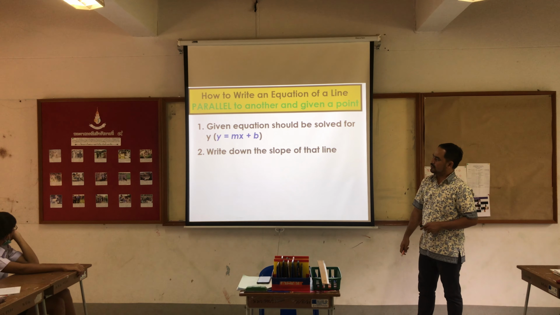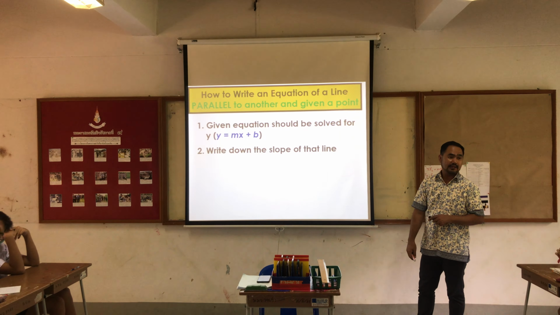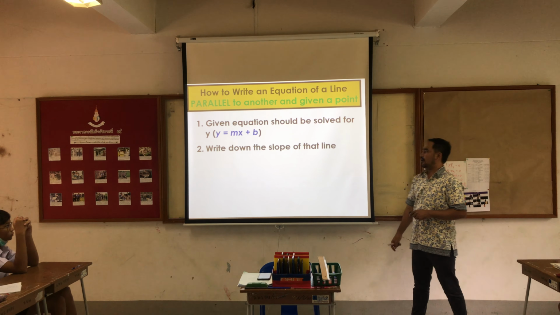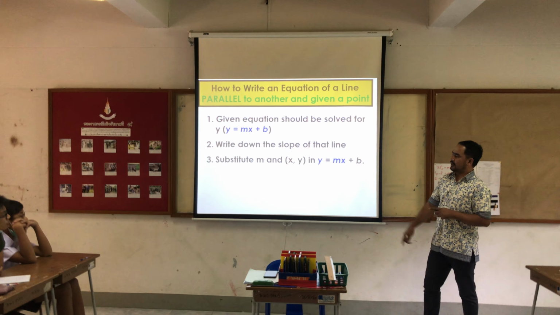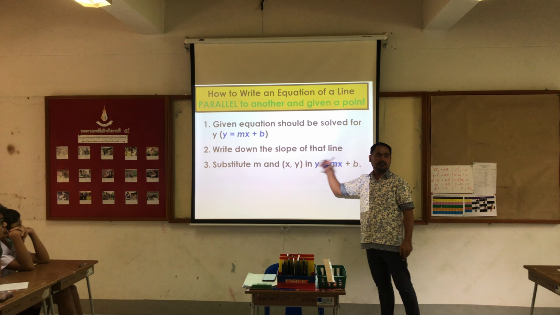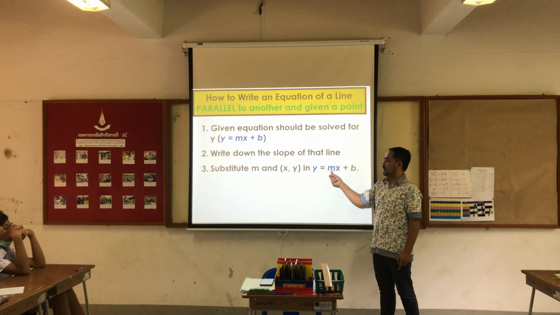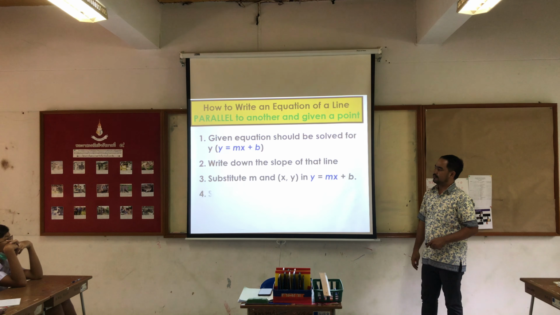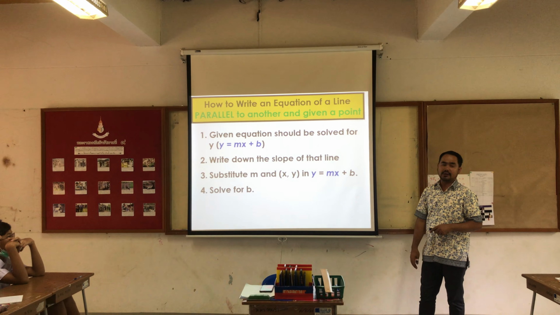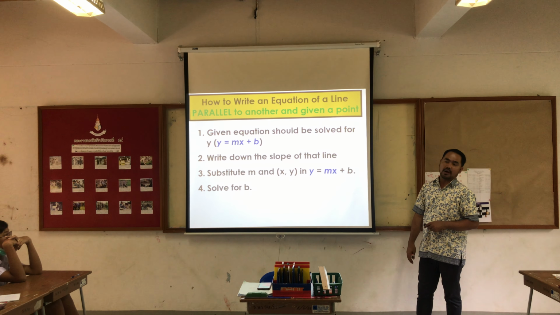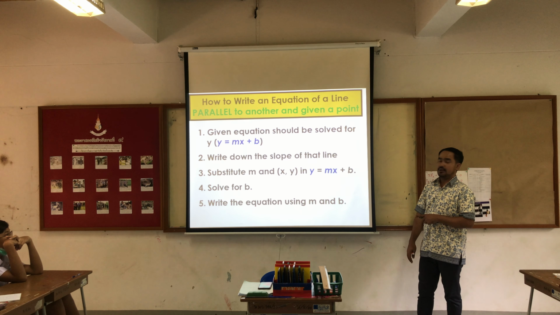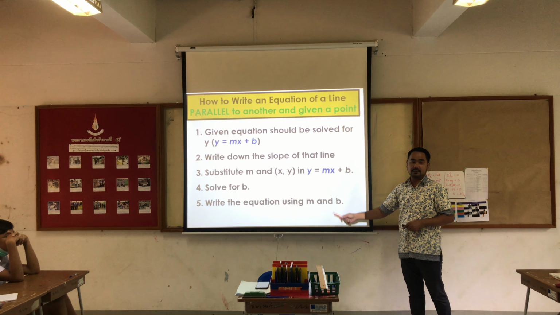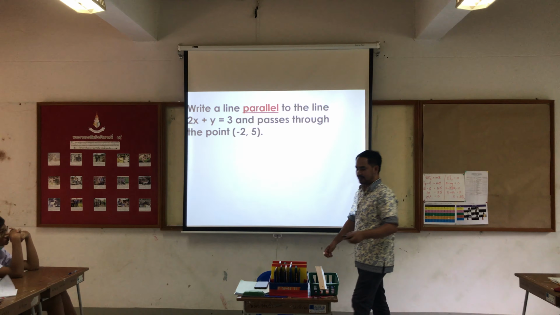Number 2, write down the slope of the line. We will write what the slope is. Slope is m, right? So that is the slope, m. Number 3, we are going to substitute what x is, what y is, and also the m, and then we will look for b. Number 4, we are going to solve for b. And number 5, the last one, we are going to write the new equation using the m and b.